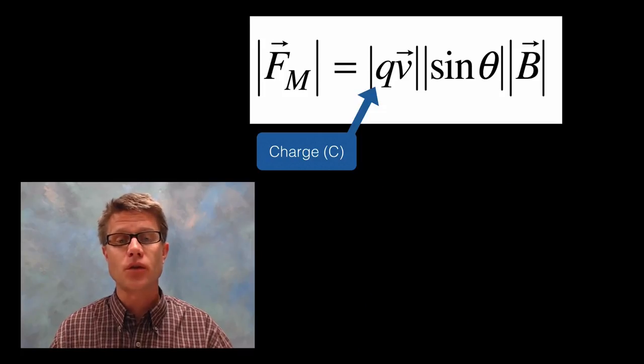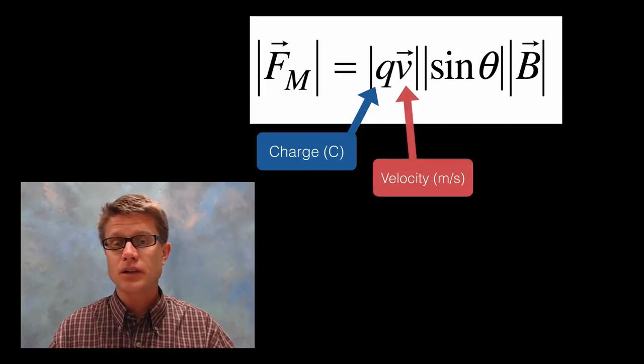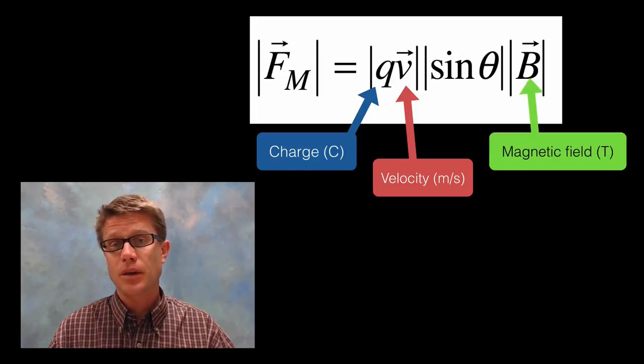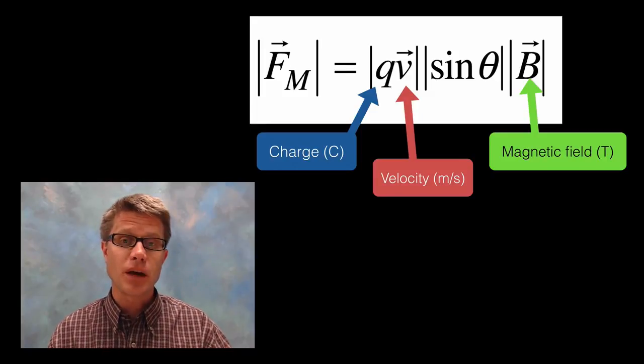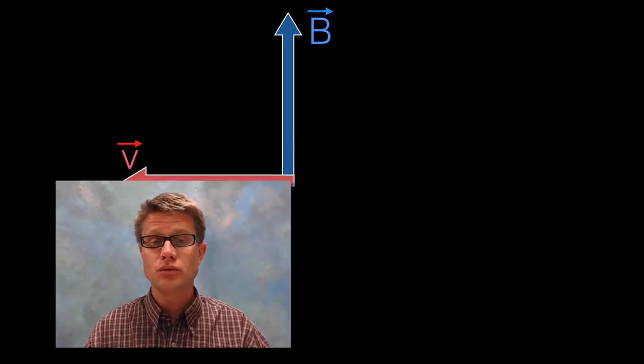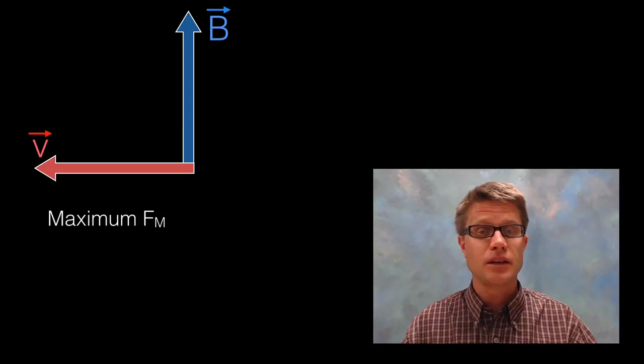And so the parts of this formula are Q, which is charge, measured in coulombs. V is going to be the vector velocity. That's going to be in meters per second. And then we have B, which is going to be our magnetic field. And we measure that in Teslas. And then as we solve for the magnetic force, that's going to be measured in newtons. And so let's get to that theta and the sine of theta.